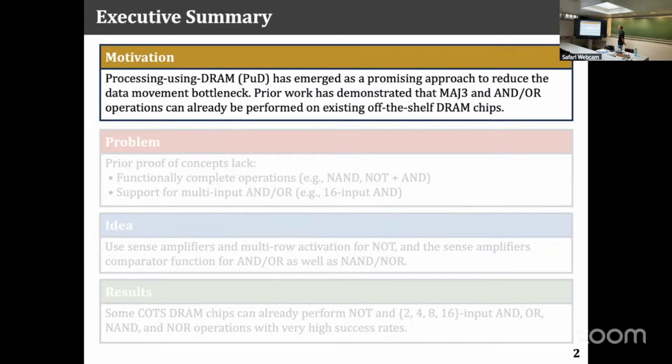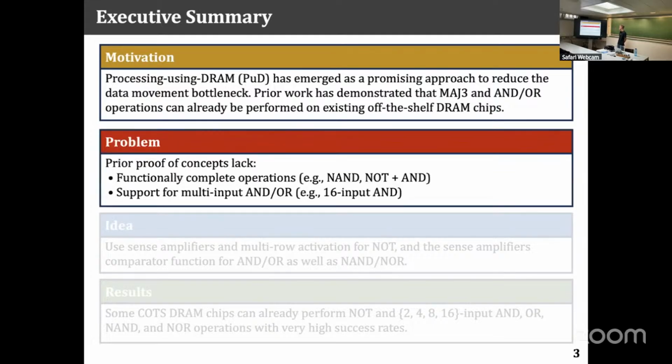Prior work has already demonstrated certain operations like the majority 3 function, and built from the majority 3 function the AND/OR function for 2 inputs. But the problem is that the majority 3 function on its own is not functionally complete. So you can't express arbitrary Boolean logic using the majority 3 function. And the AND/OR functions built from the majority 3 function are only 2 inputs.